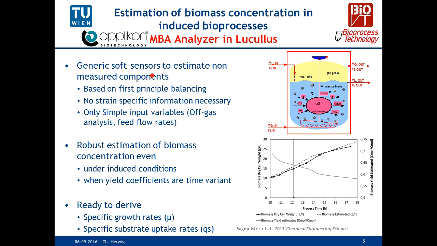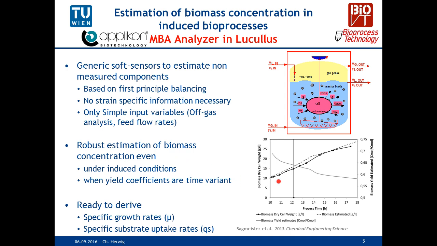What can you do with that? This is mainly shown here for the robust estimation of biomass, and this can be done in induced conditions, for example, where you have metabolic load from the production of recombinant proteins, or where, for that reason, the stoichiometry and the yield coefficients are time variant.